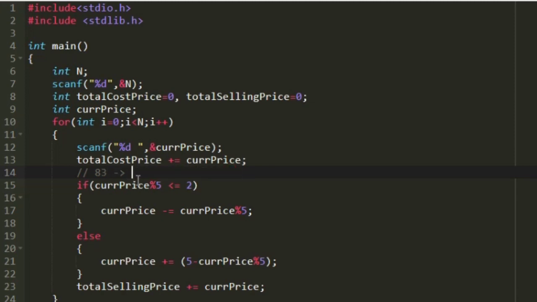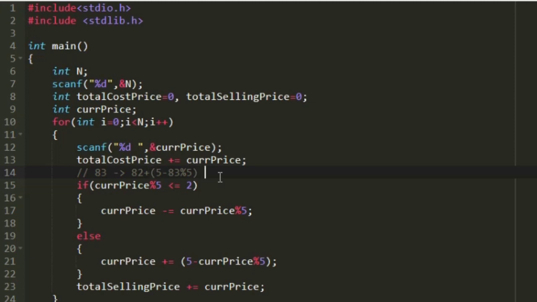Now let us assume the cost price is 83. Then the two nearest multiples of 5 are 80 and 85, and compared to 80, 85 is closer to 83. So these cases will be executed in the else part. Here we set the current price as current price plus 5 minus current price mod 5. So here the current price is 83. 83 mod 5 will be 3, and 5 minus 3 is equal to 2. So 83 plus 2 is equal to 85. So that is how we arrive at the nearest multiple.